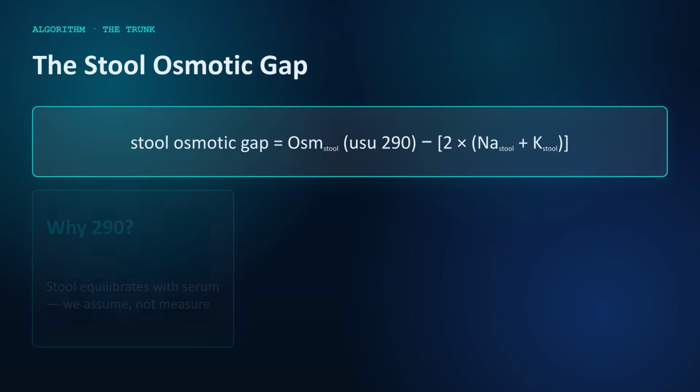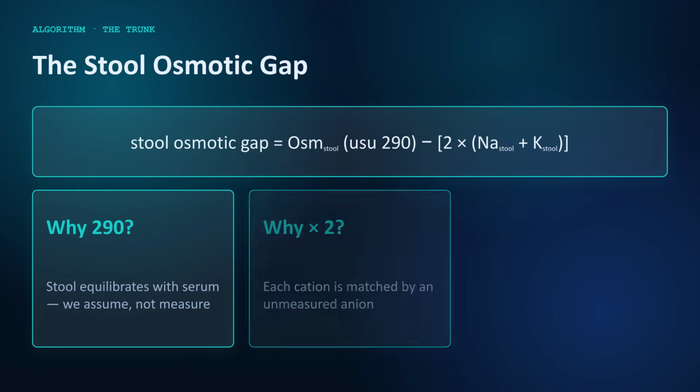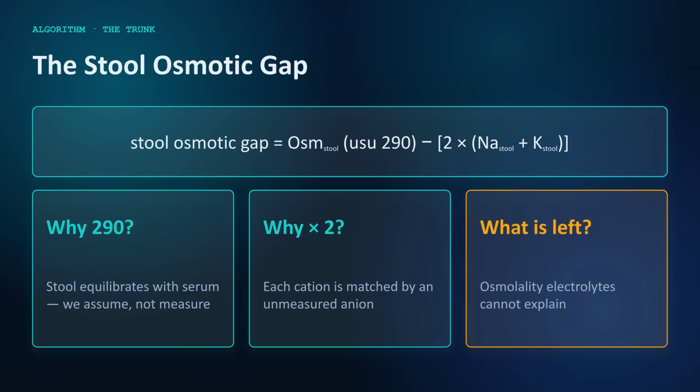The stool osmotic gap equals stool osmolality, which we assume is 290, minus 2 times the sum of stool sodium plus stool potassium. Two questions come up every time. Why 290? Because stool equilibrates with serum, so we assume the serum value rather than measuring it. Why multiply by 2? Because every sodium and potassium ion is matched by an anion, usually chloride or bicarbonate, so doubling accounts for those unmeasured anions. What is left over is the gap, the osmolality that electrolytes cannot explain.